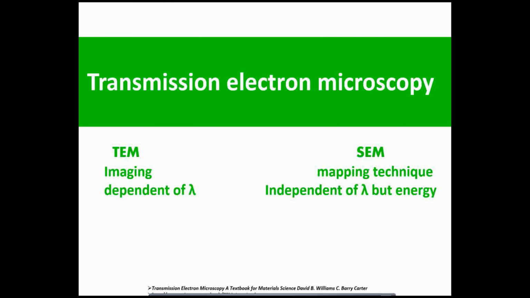In TEM, the resolution depends on one important parameter: the wavelength of the radiation, the wavelength of the incident electron. That is one of the controlling parameters of resolution. In SEM, resolution is independent of wavelength. What we require in SEM is sufficient energy of the electron so that it can generate secondary electrons and backscattered electrons. Those are used for mapping out the surface topology or morphology. So that's the difference between TEM and SEM.